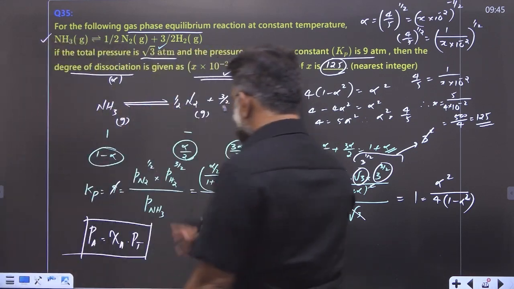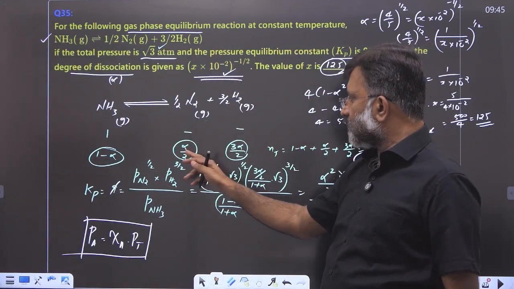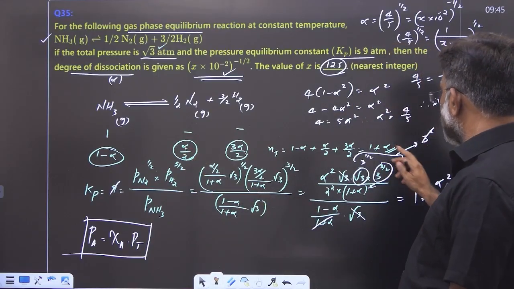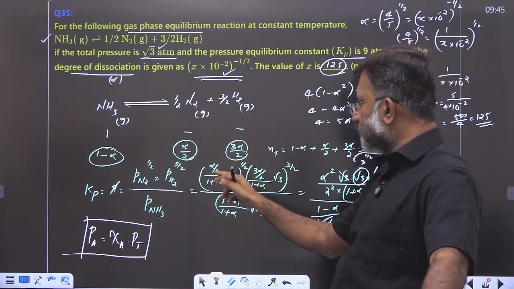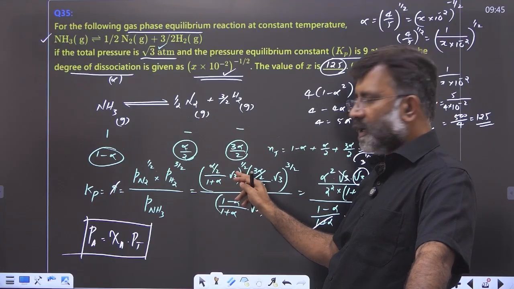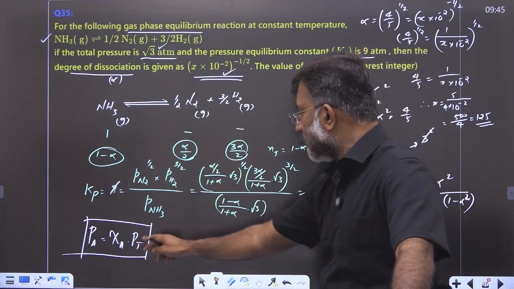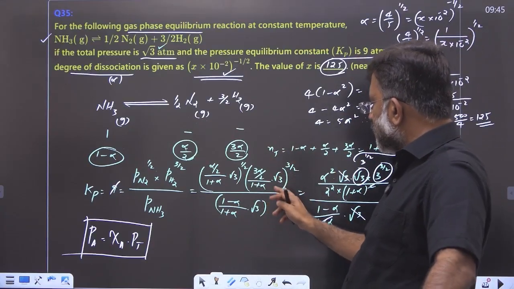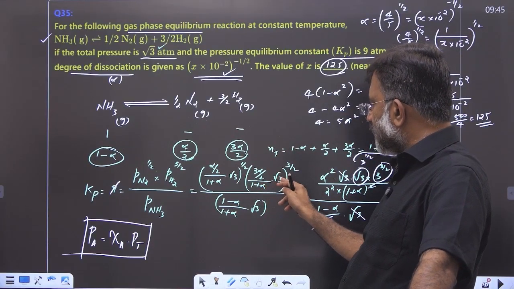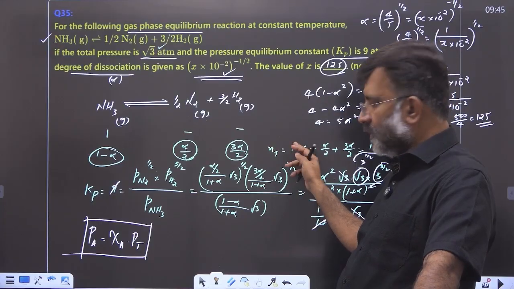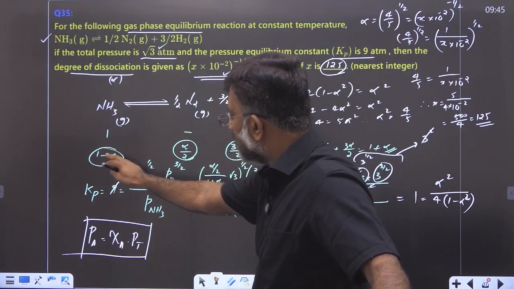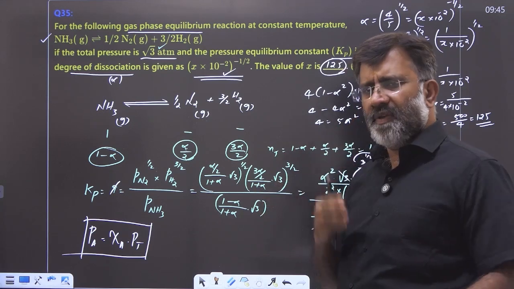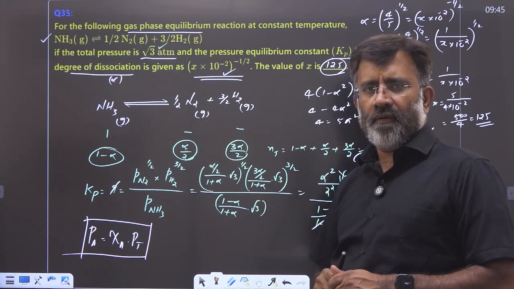So, partial pressure of nitrogen എന്ത് ചെയ്യണം? Mole fraction of nitrogen, number of moles of nitrogen alpha by 2 ആണ്. Total number of moles 1 plus alpha ആണ്. So, alpha by 2 by 1 plus alpha root 3, pressure, total pressure at equilibrium, root 3, raised to half. Now hydrogen, 3 alpha by 2 by 1 plus alpha root 3 whole raised to 3 by 2 എന്ന് വരും. താഴത്ത് അമോണിയയുടേത് 1 minus alpha by 1 plus alpha into root 3 എന്ന് വരും. Many times we have been continuously practicing this kind of exercise, right?